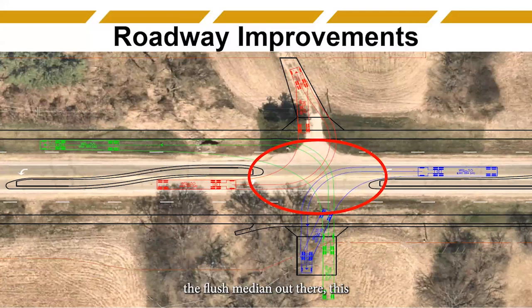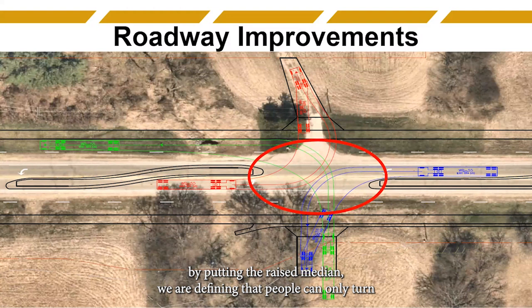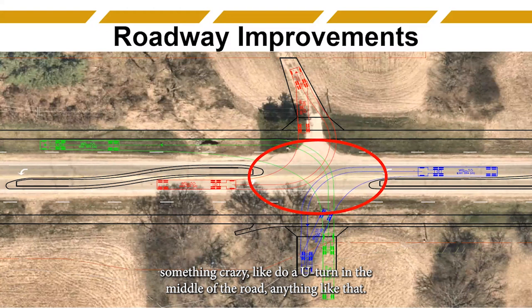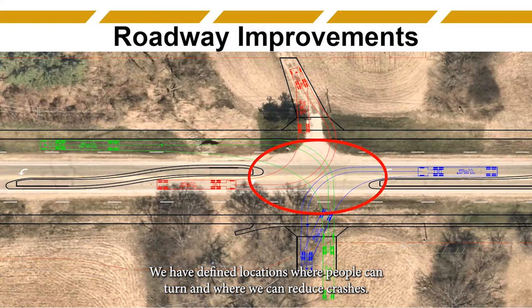Now, again, the flush median out there leaves it wide open for people to cross wherever, potential for head-ons, potential for anyone to do anything out there. By putting the raised median, we are defining that people can only turn at these given locations, where people want to turn at the current resident entrances or field entrances, but it doesn't give them free rein to just go wherever, to do something crazy like do a U-turn in the middle of the road. So that is really the main reason for the raised median. It is to make sure that we have some sort of access control out there. We have defined locations where people can turn and where we can reduce crashes.